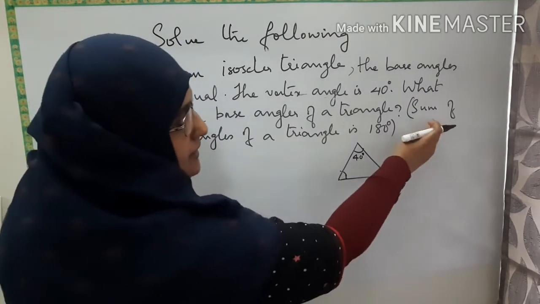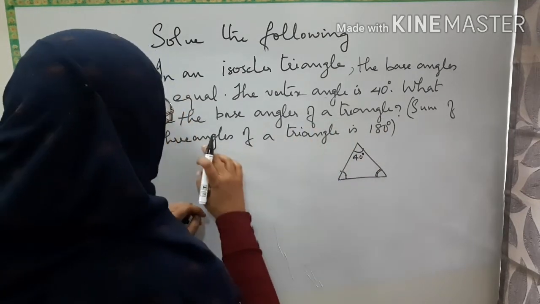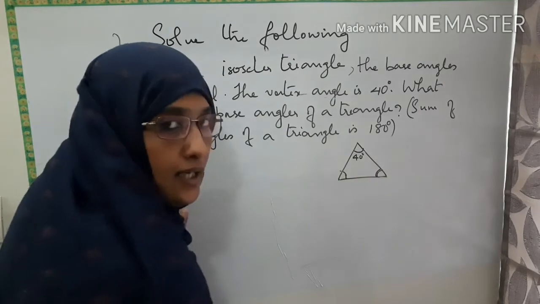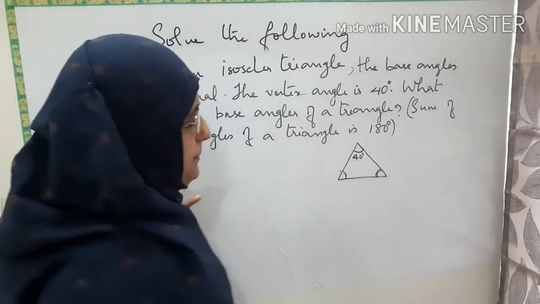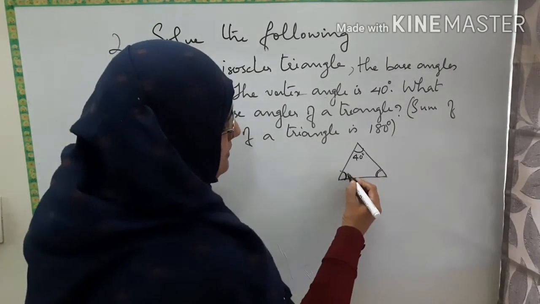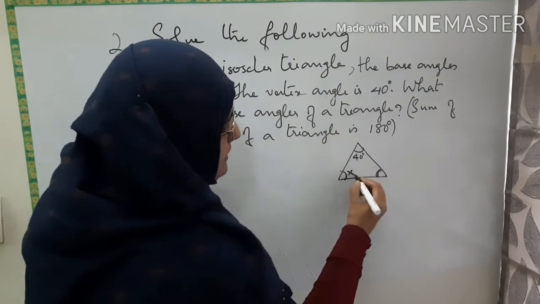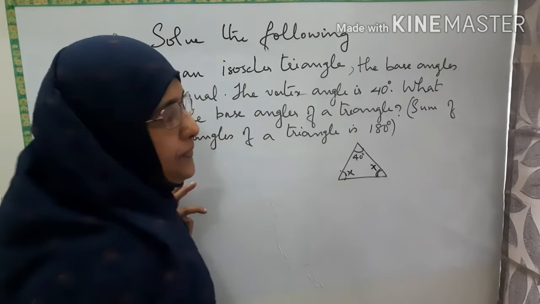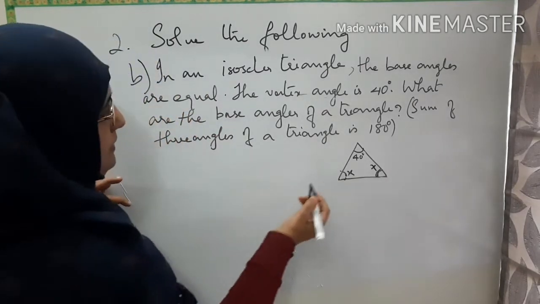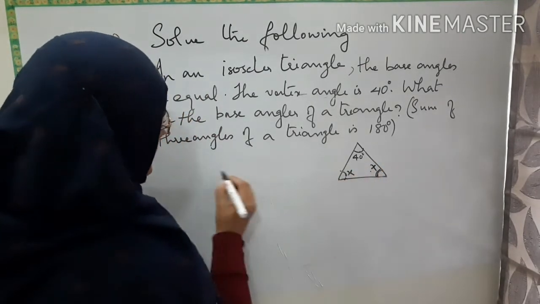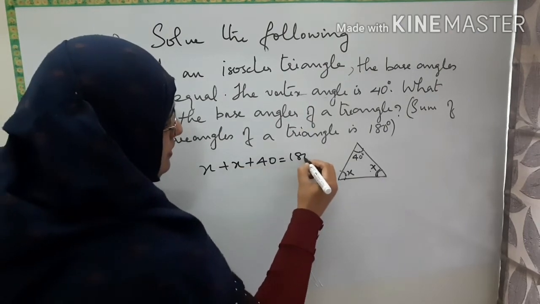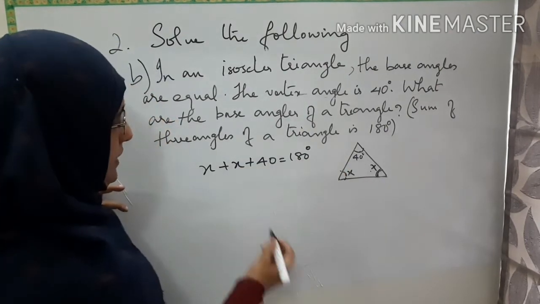And what is the clue given there? Sum of the angles of the triangle is 180. You know, when you add the three angles of any triangle, it will be 180 degrees. You have to find these two, no? Take it as x. If this is x, this also will be x, isn't it? Both are same. So how will you solve that? You know that when you add these three, you will get 180. x plus x plus 40 equal to 180 degrees.